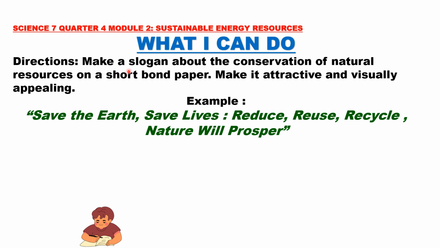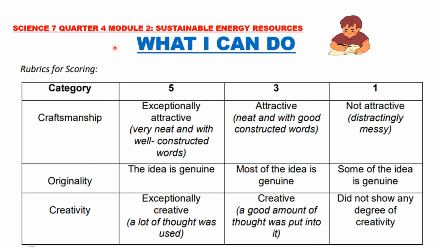Make it attractive and visually appealing. Example, save the earth, save lives. Reduce, reuse, recycle. Nature will prosper. For What I Can Do, here is our rubrics for scoring. You will be graded based on the following category: craftsmanship, originality, and creativity. So your work should be exceptionally attractive, very neat, and with well-constructed words. The idea is genuine and exceptionally creative. A lot of thought was used.